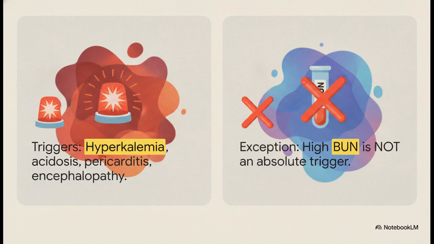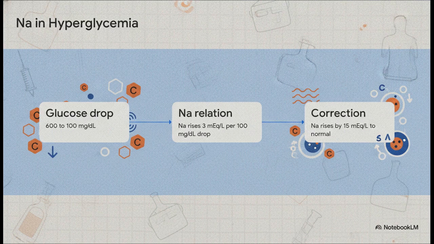Question 26 looks for the exception among mandatory clinical indications for urgent dialysis in acute renal failure. So, which one doesn't belong? It's A, a BUN greater than 100 milligrams per deciliter. Sure, an elevated BUN is a totally standard marker of acute renal injury, but an isolated high BUN value just isn't an absolute trigger for urgent dialysis on its own. On the flip side, hyperkalemia, severe acidosis, uremic pericarditis, and uremic encephalopathy, those are immediately life-threatening clinical emergencies that require dialysis right away.